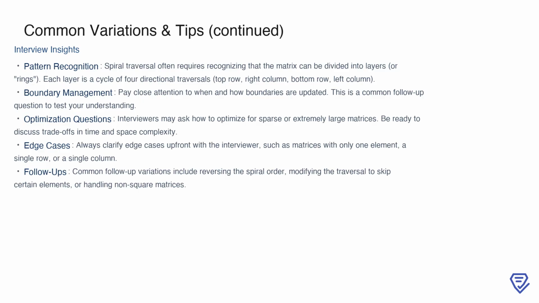to evaluate your understanding. They may also ask you to optimize for special cases, such as sparse or very large matrices, so be prepared to discuss trade-offs involving time and space complexity. Edge cases, like matrices with only one element, a single row, or a single column, should always be clarified up front. Interviewers often include follow-up variations as well, such as reversing the spiral order, skipping certain elements during traversal, or adapting the solution for non-square matrices. Mastering these aspects will help you stand out as a strong candidate.